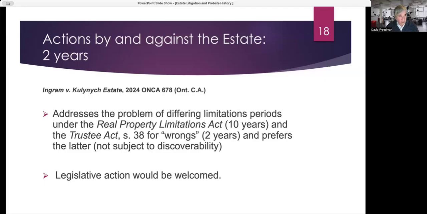In this newest case, the Court of Appeal takes the position that no, the Trustee Act and its 2-year limitation period governs in respect of torts, in respect of wrongs, and that unjust enrichment is a form of a wrong, and therefore, by implication, the Real Property Limitations Act is ousted in favor of the Trustee Act, and now we have a 2-year limitation period that's on par with the Limitations Act 2002.